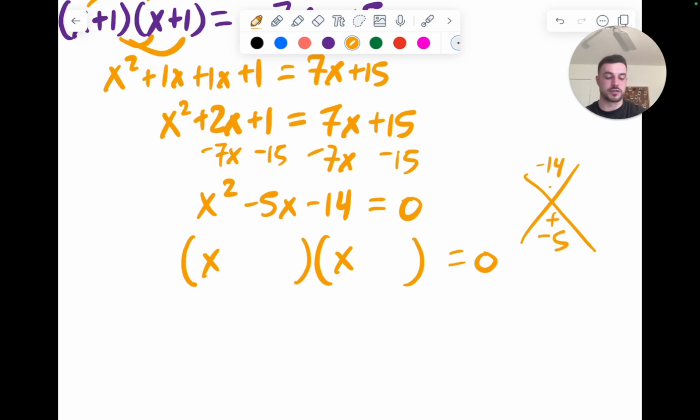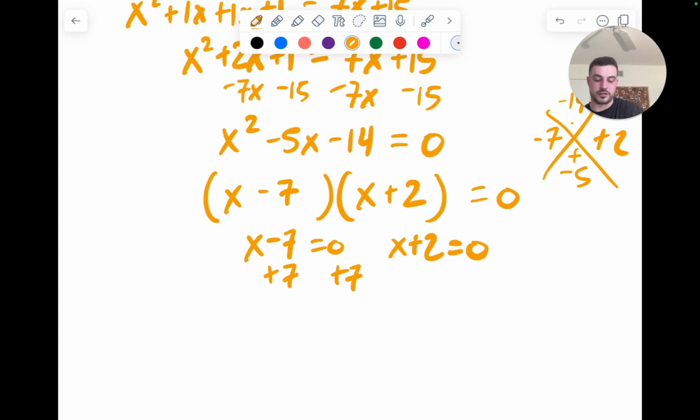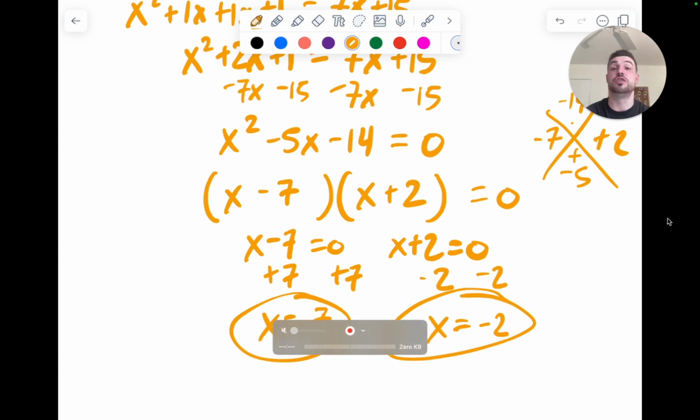Now, of course, those numbers are negative 7 and positive 2, so if I plug those in, and again, those orders don't matter, I can then solve this quadratic by setting each one of the factors equal to 0 and solving. So my first solution is x is equal to 7, and I subtract the 2 to get x equals negative 2. So this one's a little bit different because I have 2 solutions.